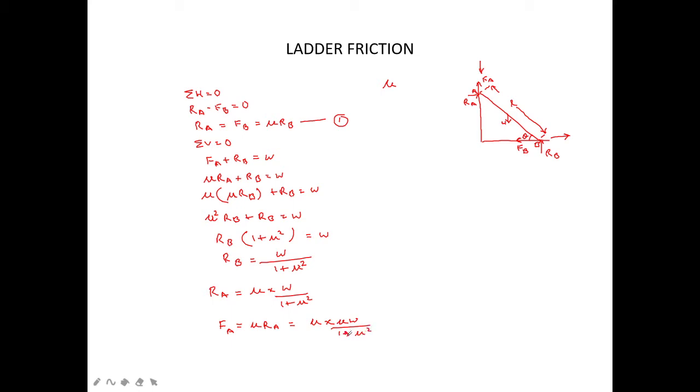This is the value of friction at point A, and the value of friction at point B, that is Fb, is equal to mu into Rb, and that is equal to mu into W upon 1 plus mu square, because the value of Rb we got is W upon 1 plus mu square. So this way we can easily find out the frictions at point A and B of the ladder.